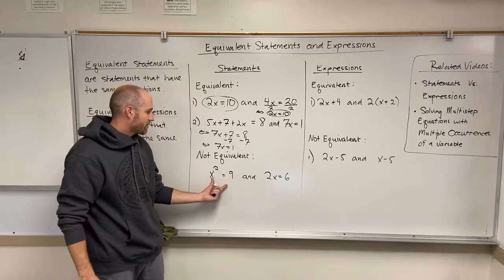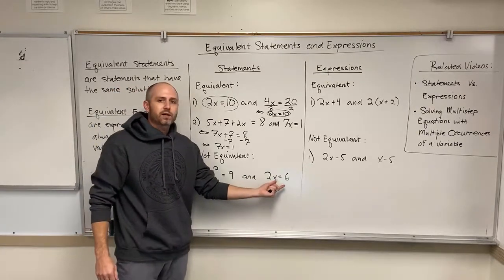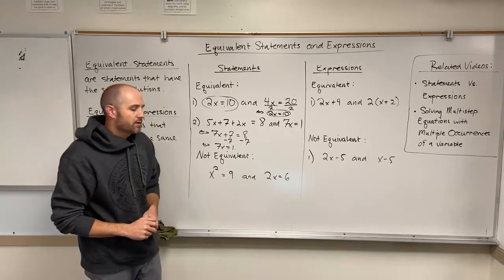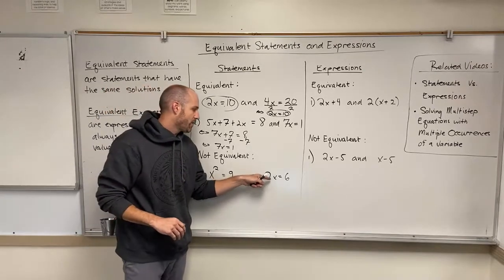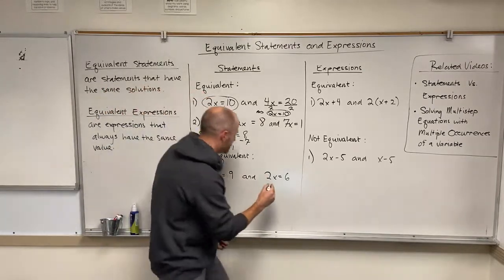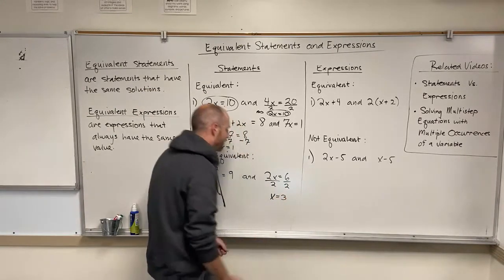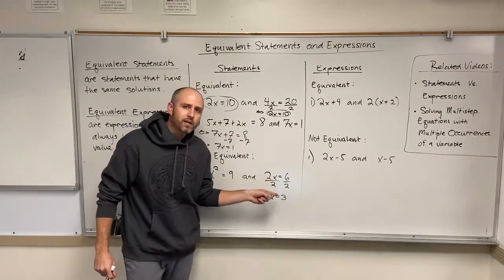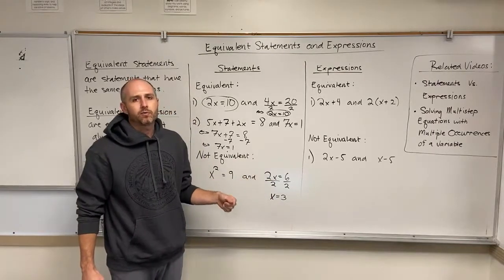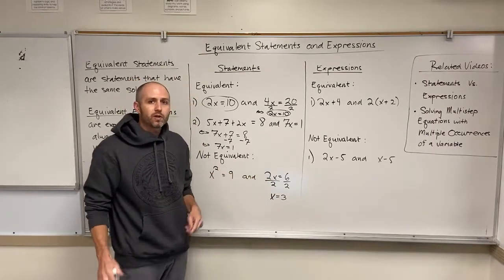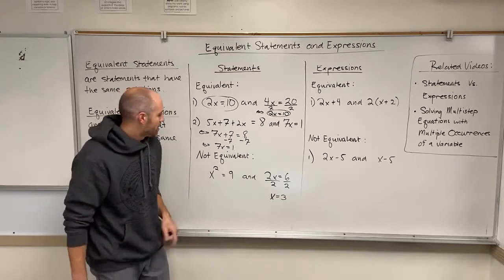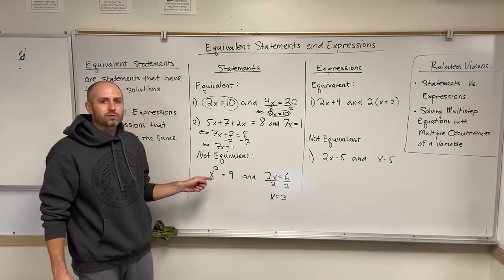So here we have x squared is equal to 9, and here we have 2x equals 6. All right, so if I use the division property of equality and divide both sides of this statement by 2, I'll get x is equal to 3. Now in this equation, 3 is the only value of the variable that will make that statement true, the only number in the entire universe. But this statement has two solutions.